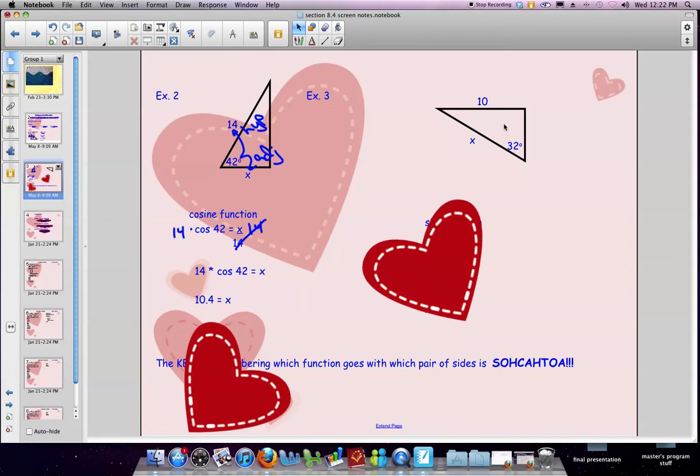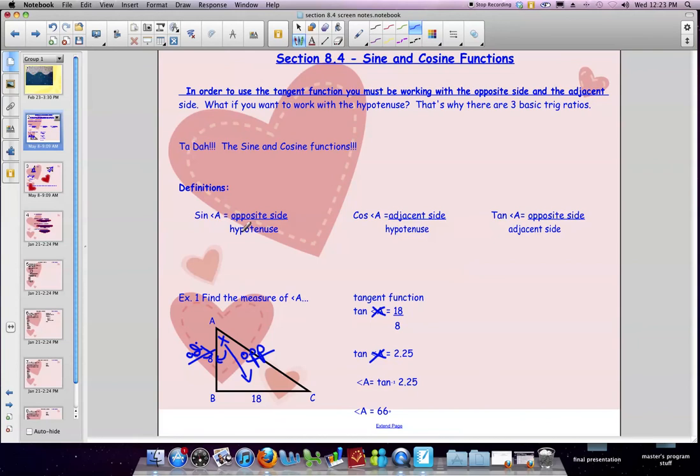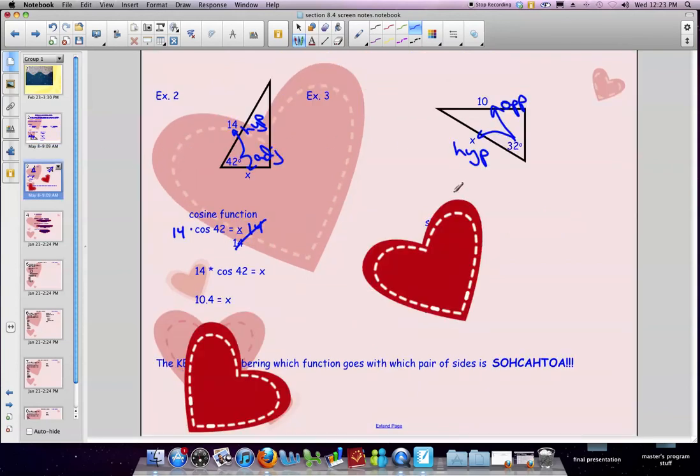On to example 3. Again, I have an angle measure, so the very first thing I'm going to do is find what's my relationship between the angle and the sides I'm working with. The 10 sits across from the 32, so it is the opposite side. And the x is the slanted side across from the right angle, so it is the hypotenuse. So I'm working with the opposite and the hypotenuse. If I go back, opposite and hypotenuse tells me sine is the function I'm going to use in this problem.